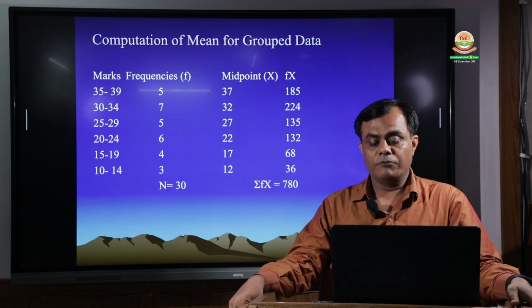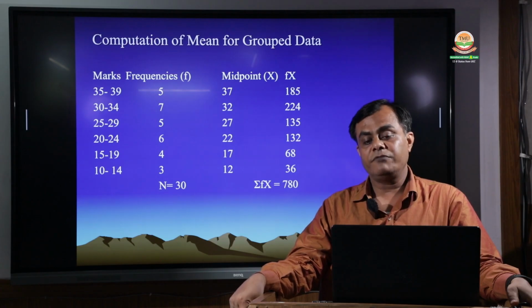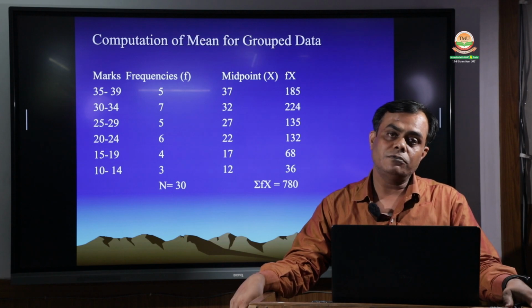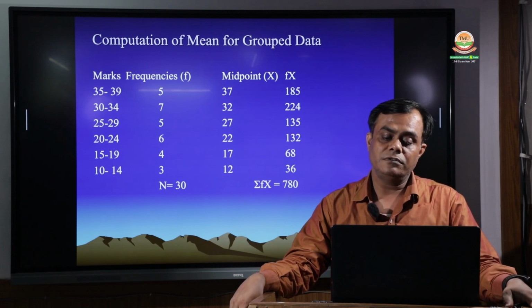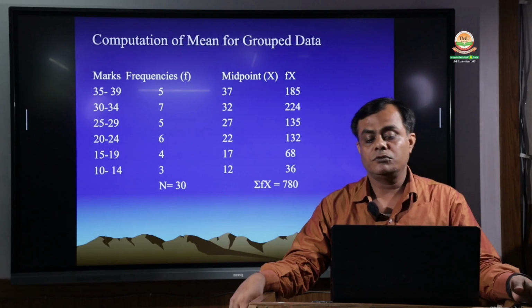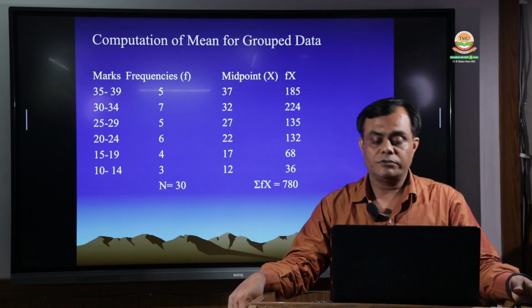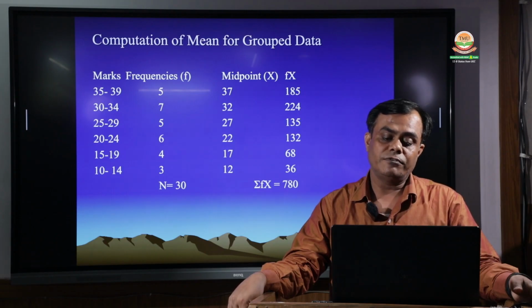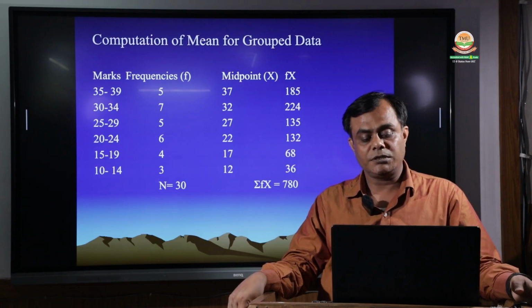So now we are going to multiply frequency by the midpoint. First, 37 times 5 equals 185. Second, 32 multiplied by 7. 32 is the midpoint and 7 is the frequency. So the result is 224. Third, the midpoint of 25 to 29 is 27, and the frequency is 5. 27 multiplied by 5 equals 135.